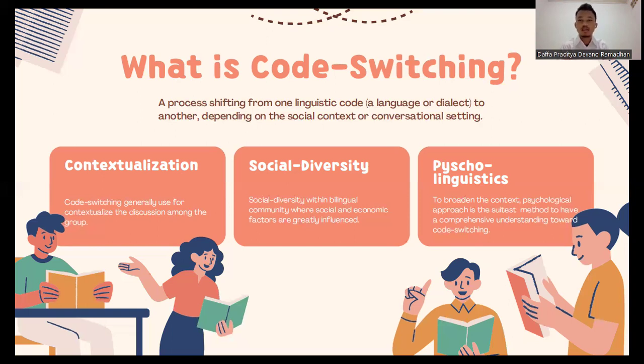And then it's about psycholinguistics. To broaden the context, the psychological approach is the student's method to have a comprehensive understanding of code switching. Basically, we have this psychological impact that makes us feel like this code switching is appropriate for us to do.